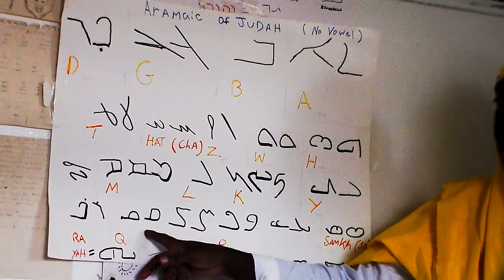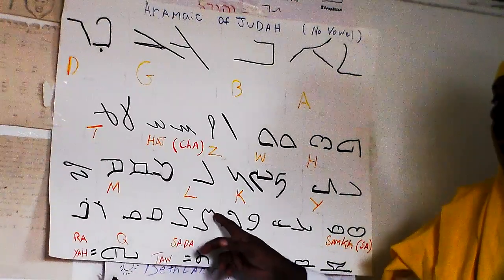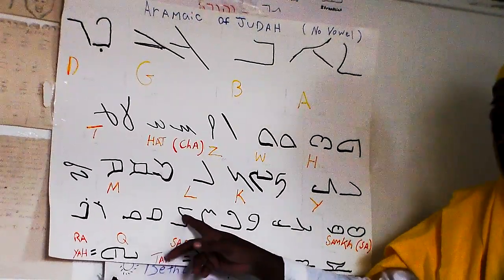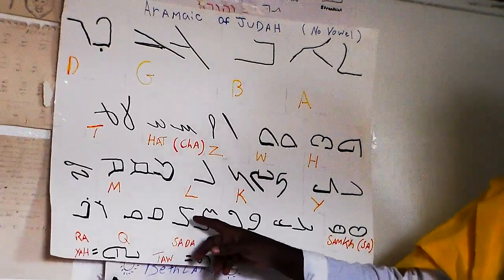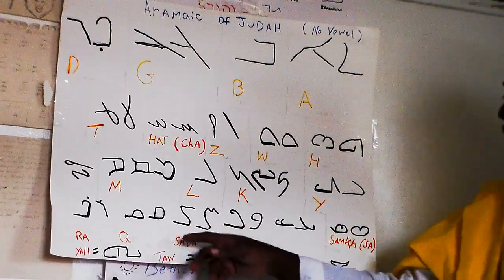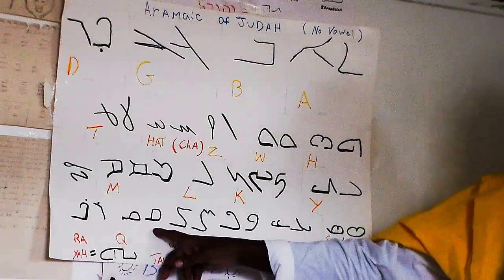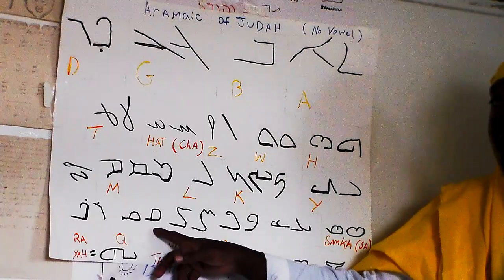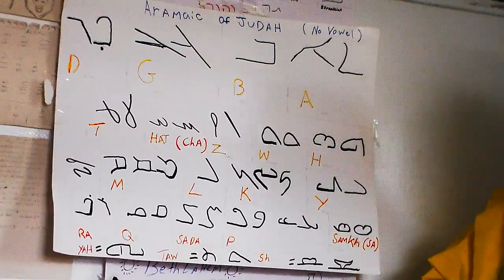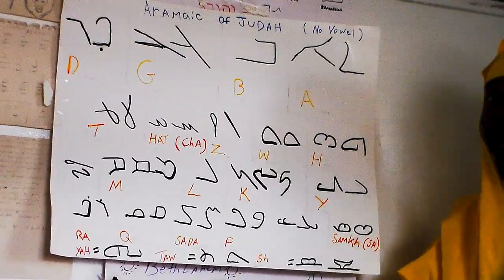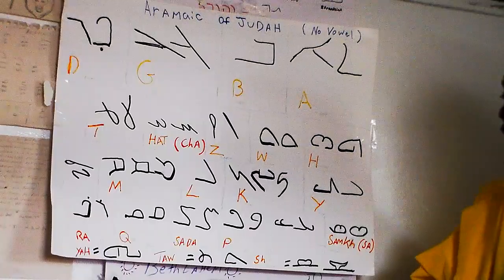Sada from the east, Sada from the west. Qua. This is Qua. With vowels, they say Quo. Remember, without vowels, it's Qua.